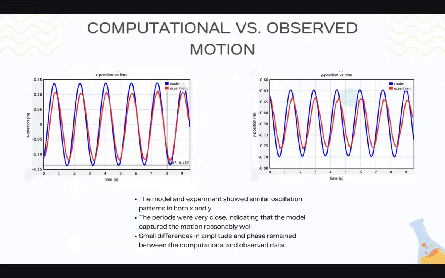And for the results, the computational and observed motion were reasonably similar. In both the x position and y position graphs, the model and the experiment curves follow the same overall oscillation pattern. The periods were very close, which shows that the model captured the motion reasonably well. There were still small differences in amplitude and phase between the computational and observed data, especially as time went on, but the overall agreement was still good.